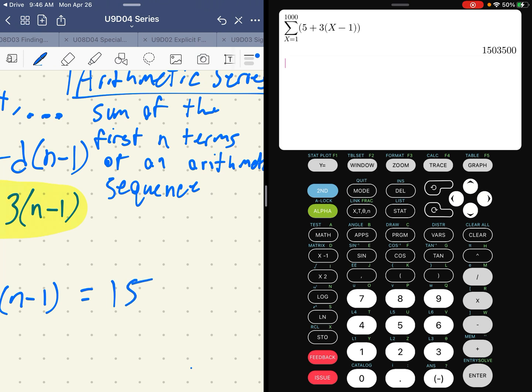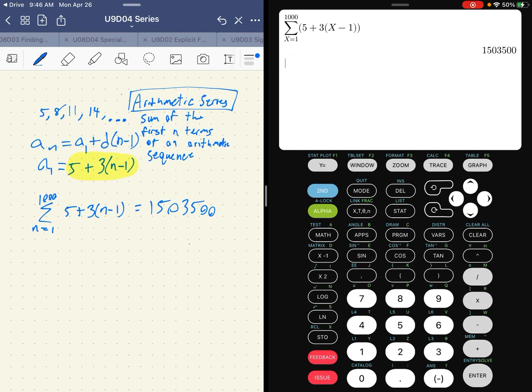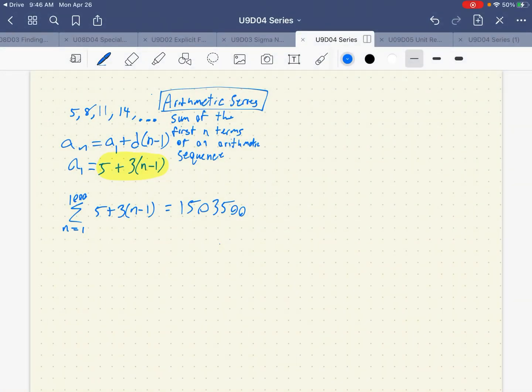Now this can also be accomplished using another method, which might be more helpful if the calculator you have access to at the time does not have summation notation. It's a different formula. I'll show you it in just a moment.